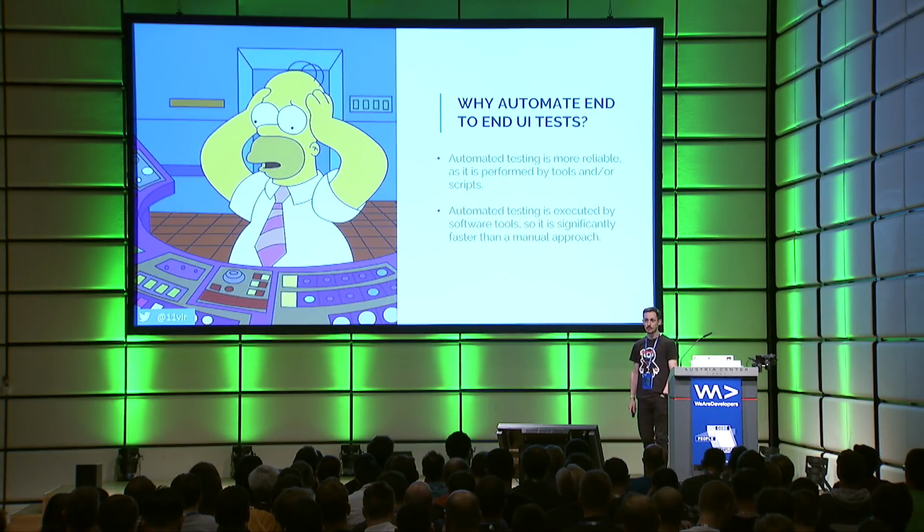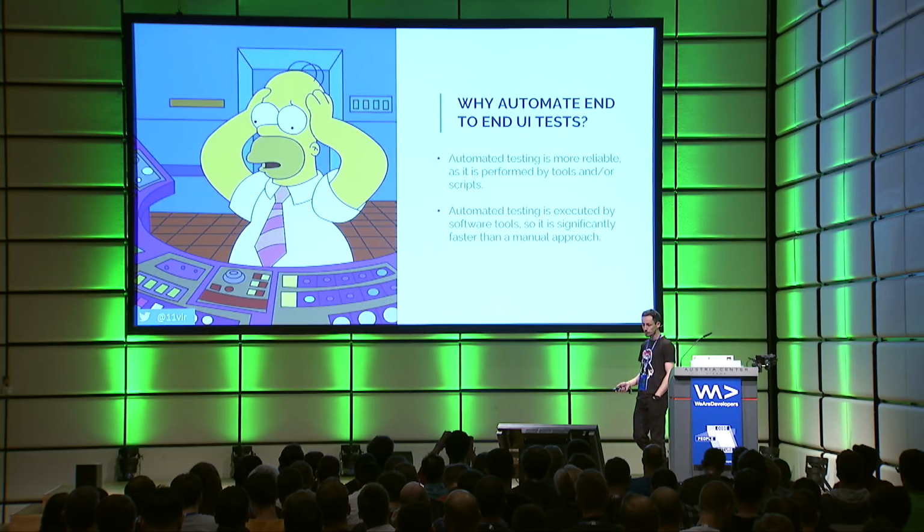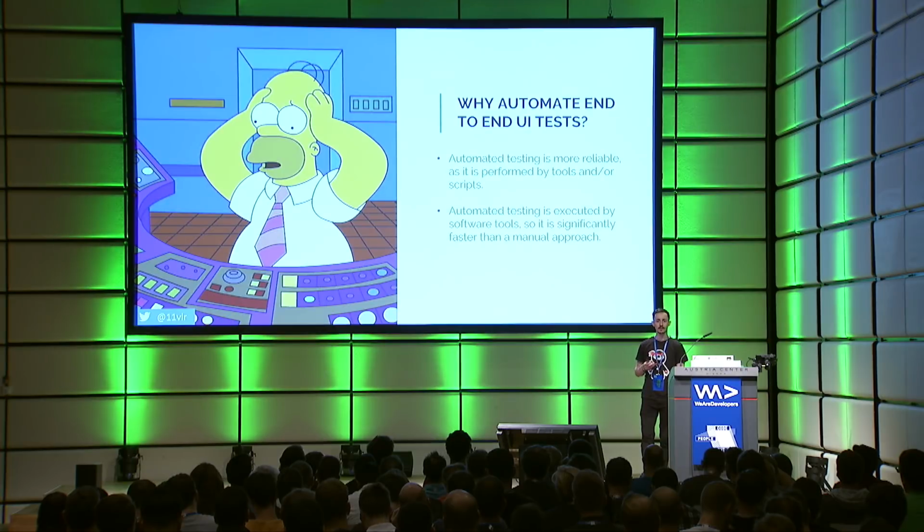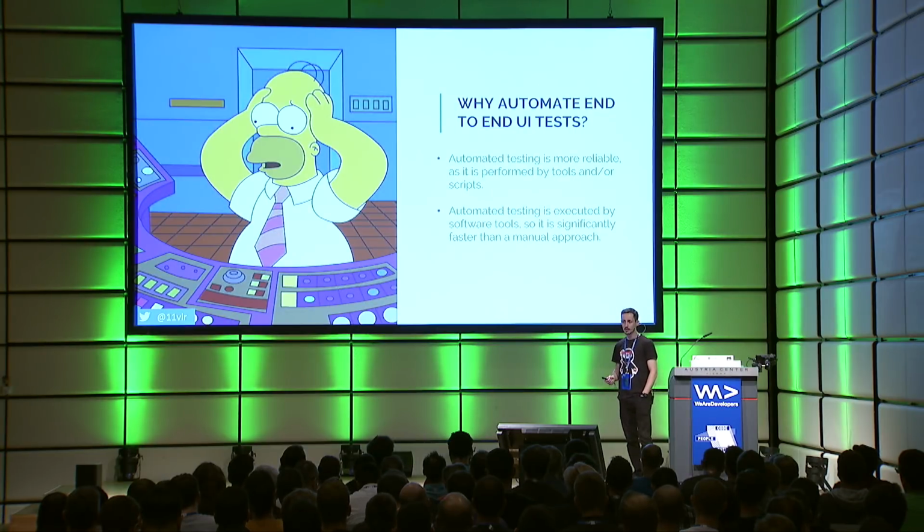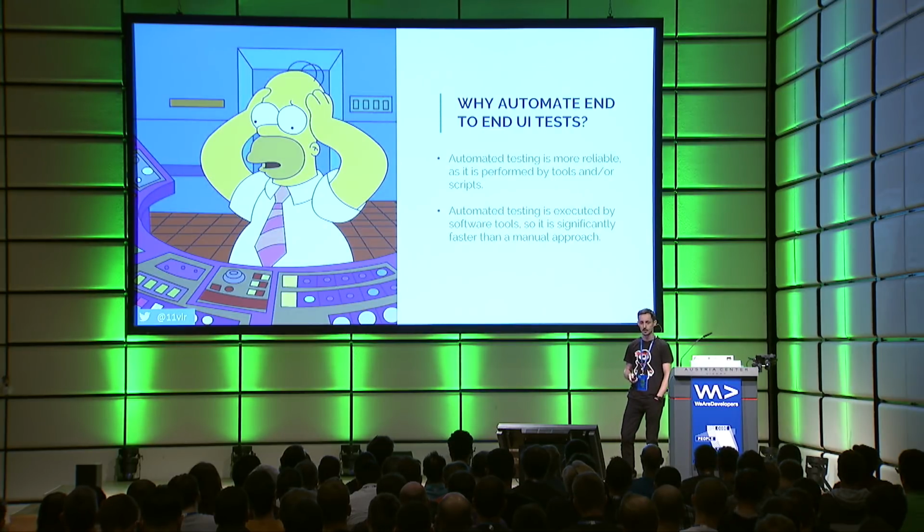So why automate end-to-end UI tests? Well, it can be a lot more reliable because it's being performed by tools. So instead of us as humans getting distracted when we're trying to follow scripts, it should execute what we tell it to do. And depending on your tools and your frameworks, it should be a lot quicker to execute.